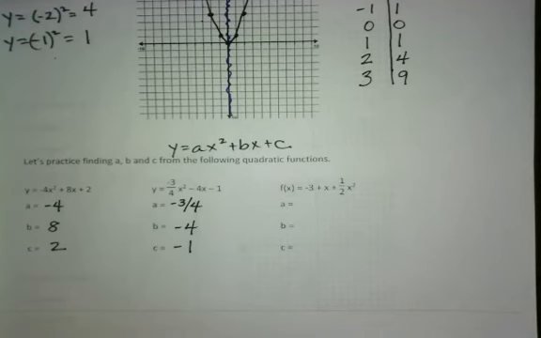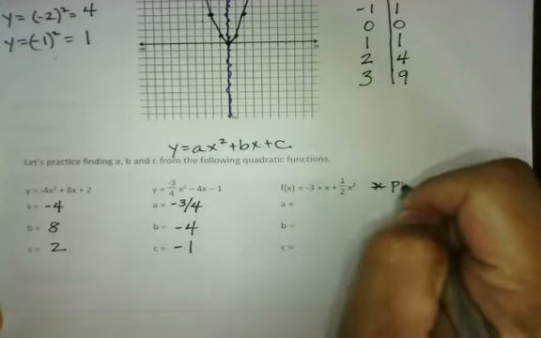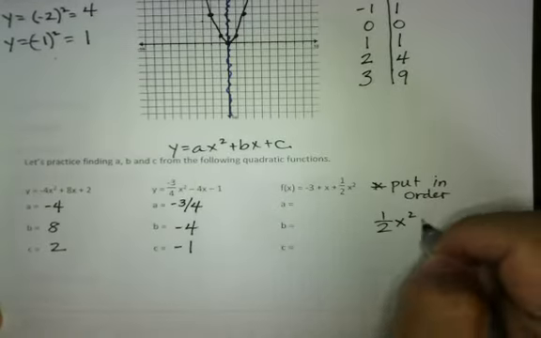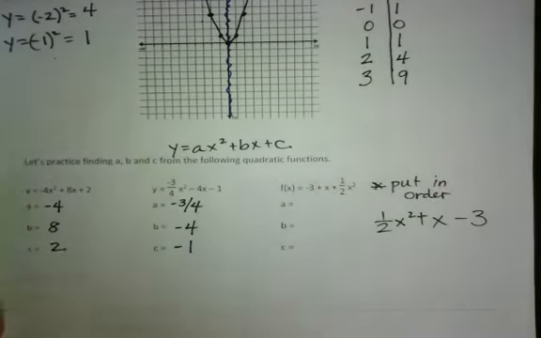Okay, last one. What is A? I see a mixture of answers. Is the answer 1/2 or negative 3? And the answer is 1/2. Make sure to put in order. The A is always next to the x squared. So it should be written as 1/2 x squared plus x minus 3. So A is 1/2, B is 1, and C is negative 3. Okay? We always need to make sure that we're paying attention to detail. A is always the term that's next to the x squared.